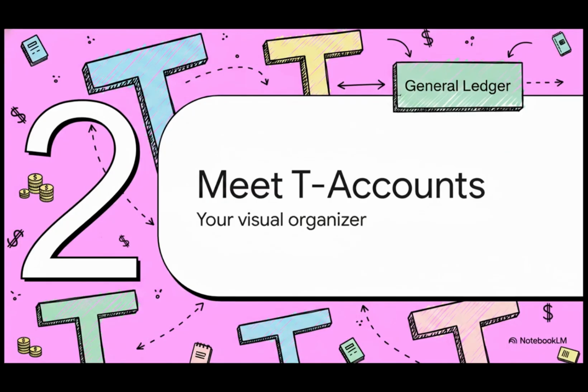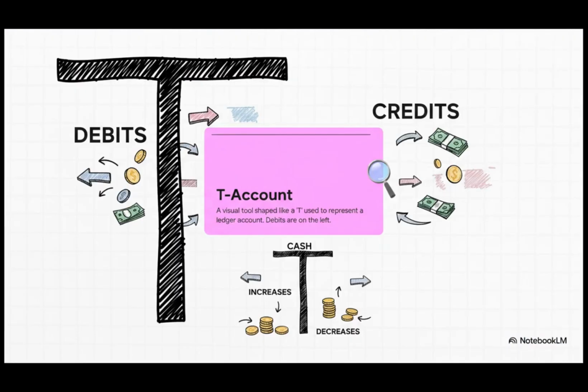So, how do we actually make these sorting bins? Well, we use this brilliantly simple little tool. It's time to meet the T account. This is our organizer, and it's going to help us literally see what's going on inside that master record, the general ledger. And here it is. Seriously, it's called a T account just because, well, it looks like a capital T.